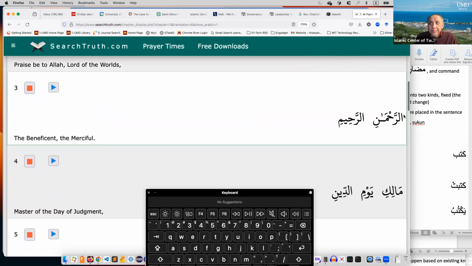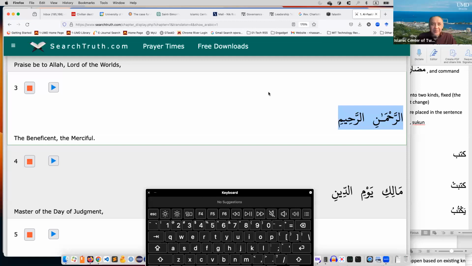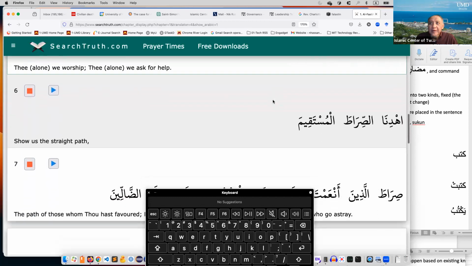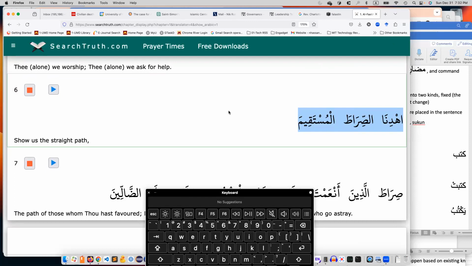All right. What about this one? Is it jumlah ismiyah or jumlah fi'liyah? Shouldn't be too difficult. It's jumla ismiyah. It starts with an ism again, right? Same thing. What about this one? It starts with a fi'l.